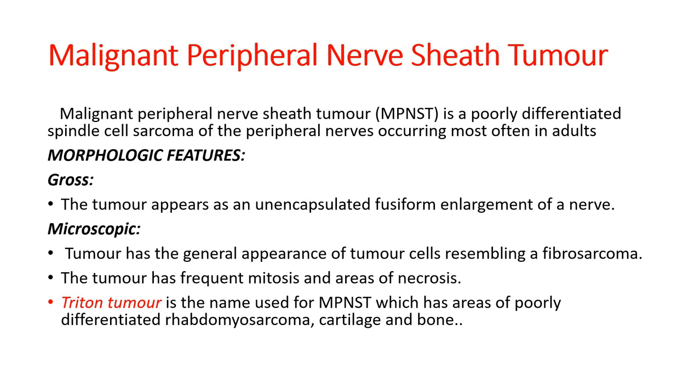And there is a variant of MPNST called a Triton tumor, where MPNST also has areas of poorly differentiated rhabdomyosarcoma, that is a malignancy of the skeletal muscle fibers. You will also see cartilage and bone because of these various elements seen in the MPNST. It's a variant, and it's called a Triton tumor.